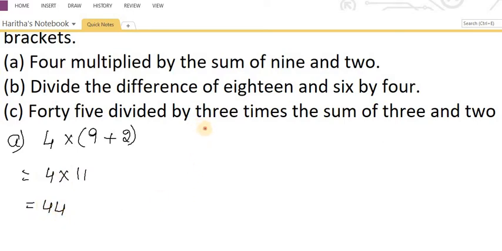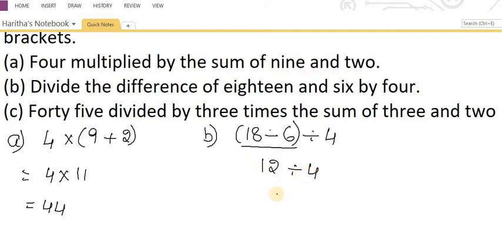Now B. Divide the difference of 18 and 6 by 4. So first you should calculate the difference of 18 minus 6, which is 12. In the 4 table, when you get 12, it is 3 times.